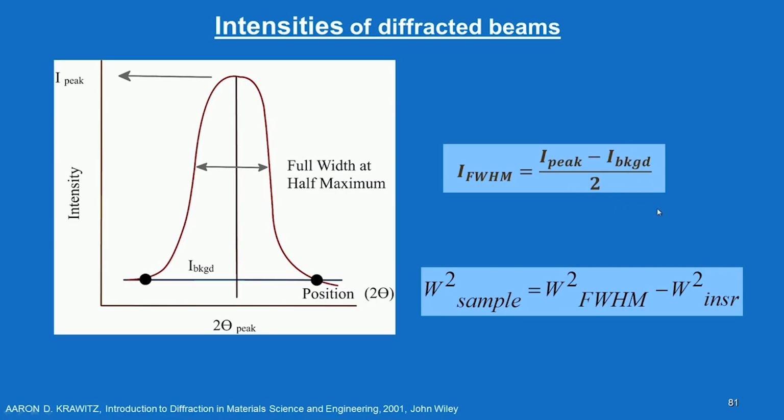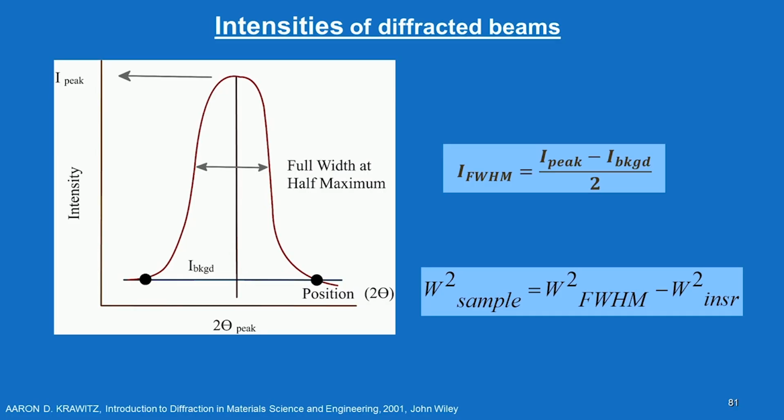background divided by 2. We also discussed that this peak broadening is due to sample as well as instrumentation reasons. So, that can be represented by this: W square sample is equal to W square full width at half maximum minus W square instrumentation. So, this is a typical peak representation of X-ray diffraction. From there, how to separate all these effects, that is exactly what we want to see.